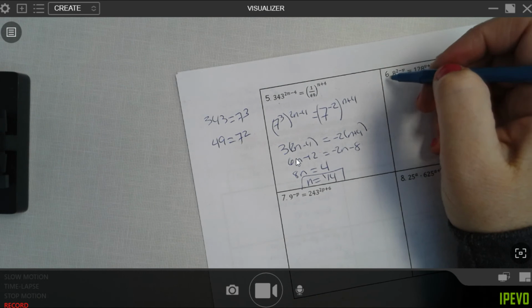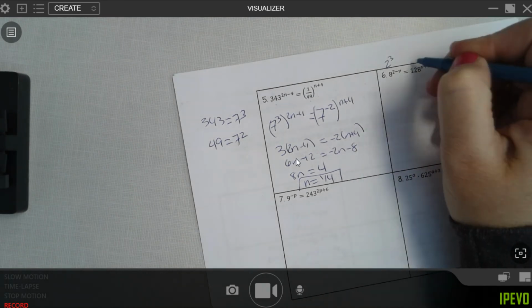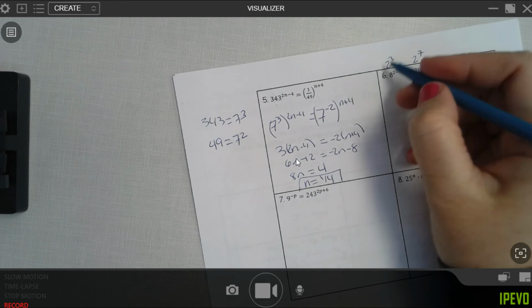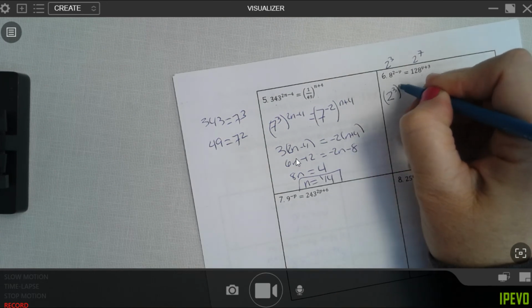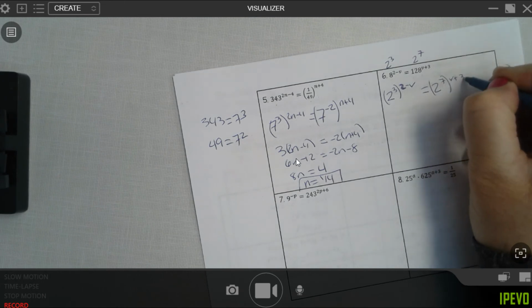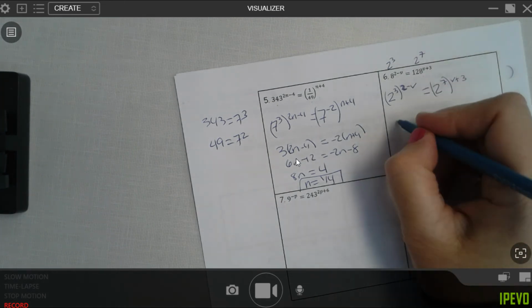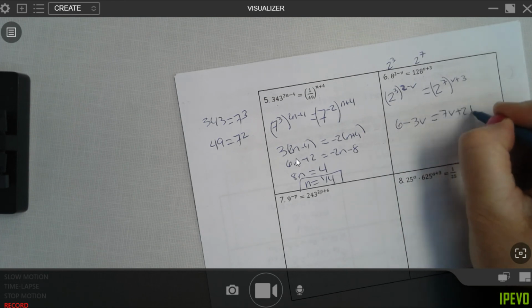So 8 is a power of 2, and so is 128. So 8 is 2 cubed, and 128 is 2 to the power 7. So I have 2 cubed, 2 to the 7th. So multiply your powers together, and then solve.